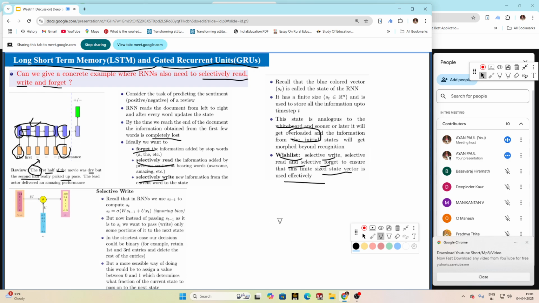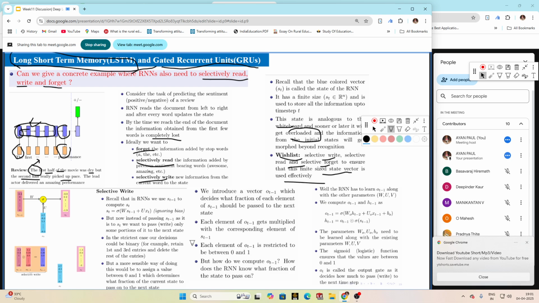So to do this, we will be focusing on our first network, that is long short term memory, or LSTM network. So LSTM, how we can selectively write the information. Recall in the RNN we use this s_{t-1} to compute this s_t state. Okay, so yeah, this you all know. This is the formula to get the information of the s_t.